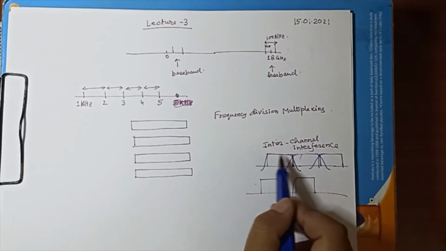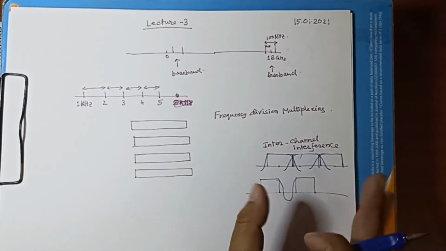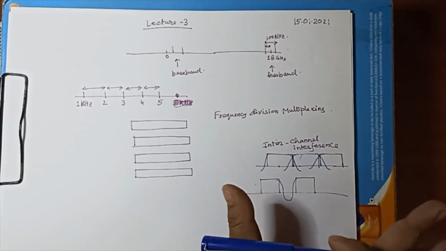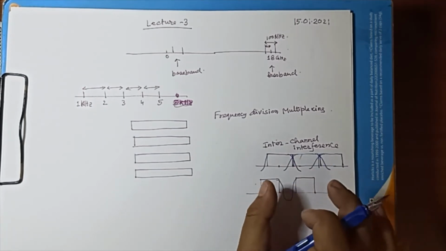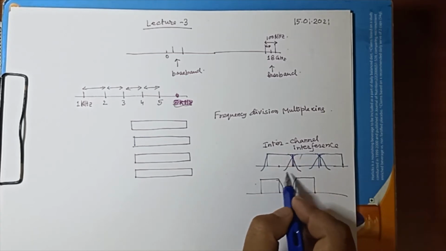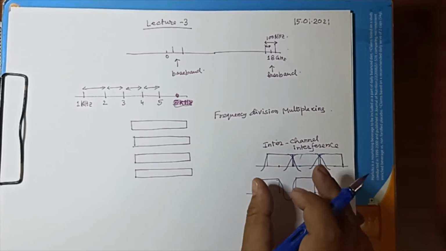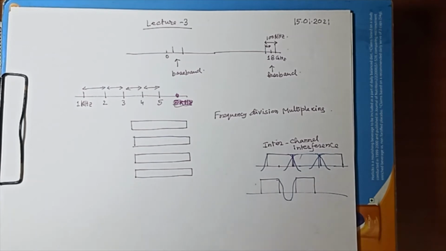So the filters are not really separated. What we have to do is ensure that the signal we are designing is restricted within the band, that there is no spillover. That is our requirement.